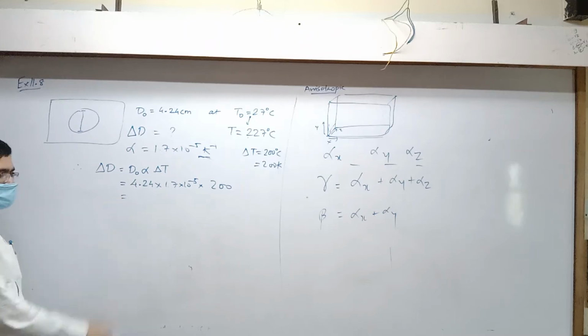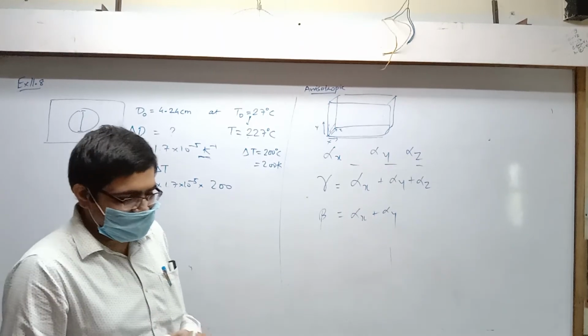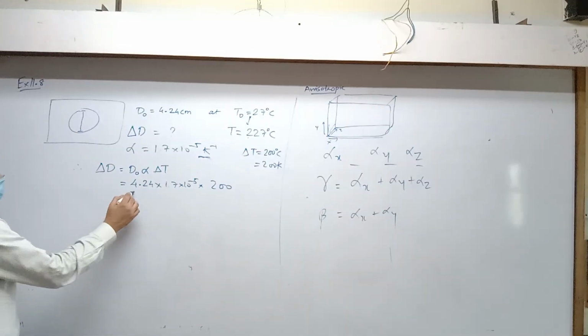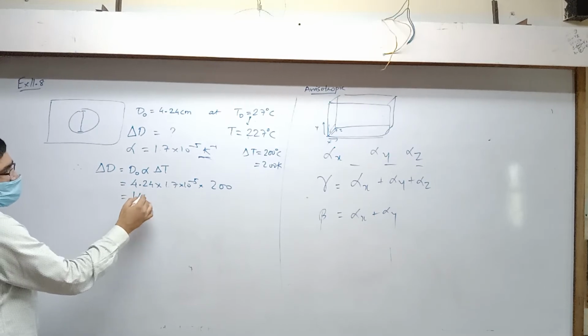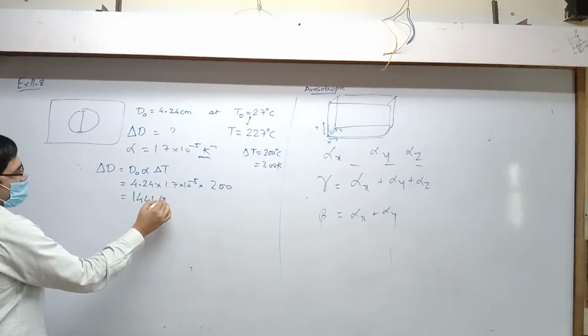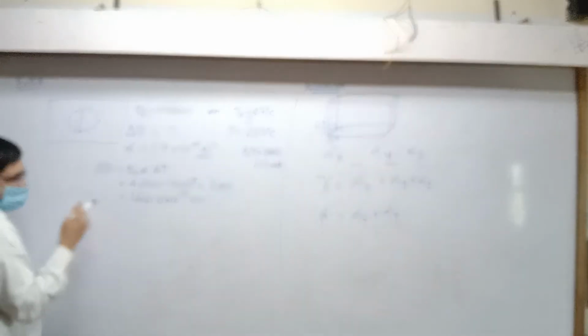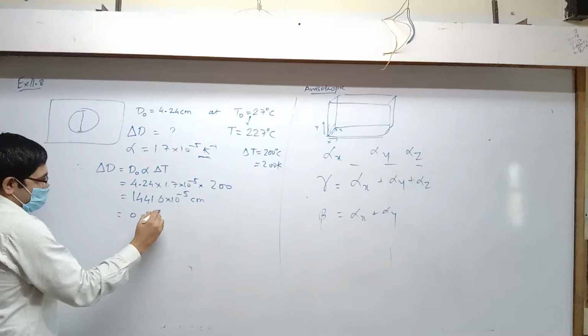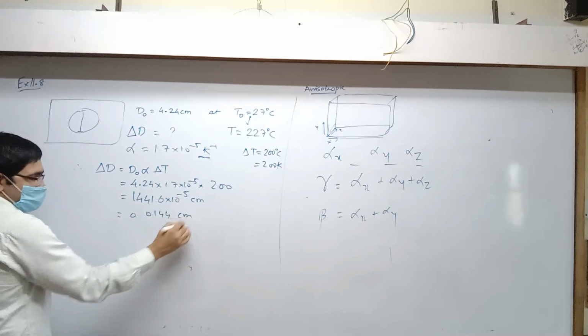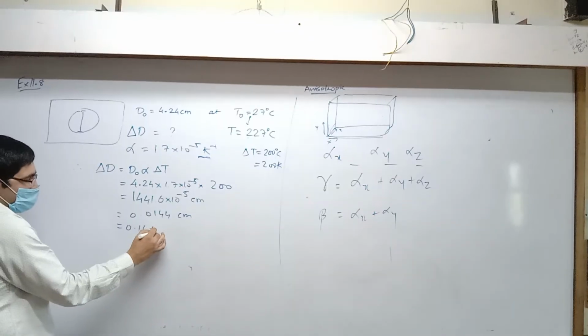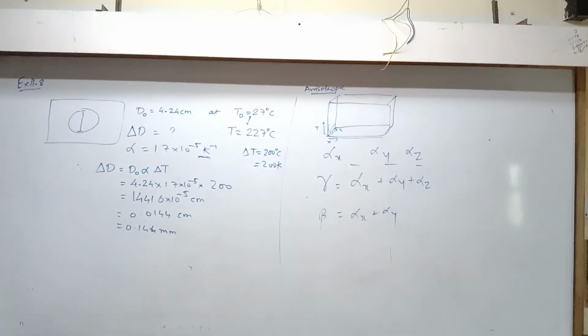So what do you get? 1.6 into 10 raised to -5. This is in centimeter, don't forget. So if we convert it, first of all, it's going to be 0.0144 centimeter, right? Or 0.144 mm, because 1 centimeter is 10 mm. Okay, if you have it set.